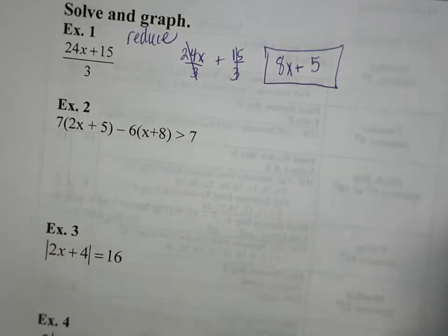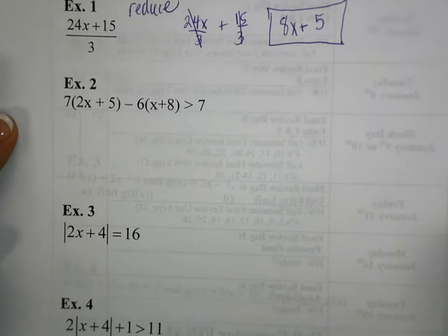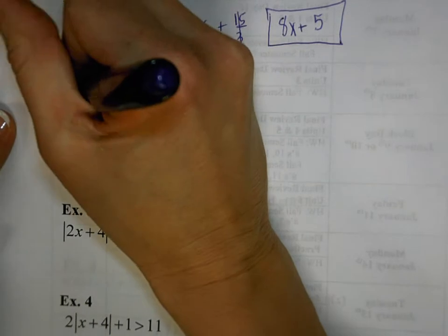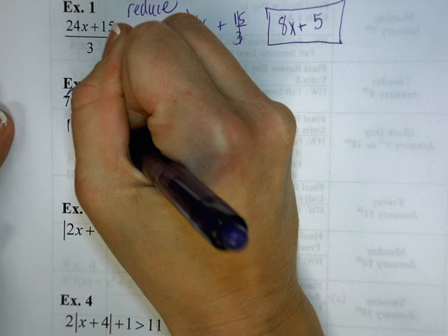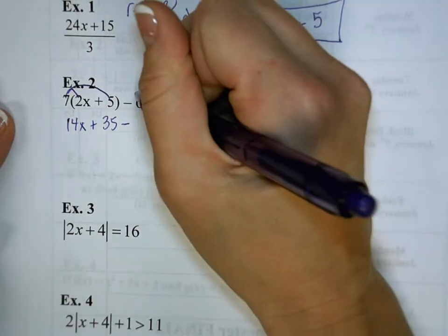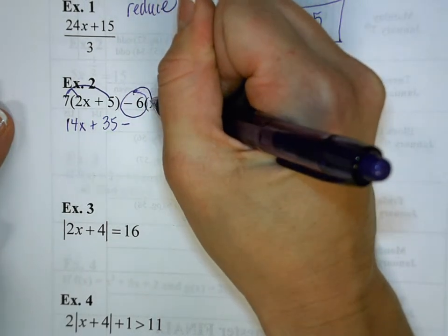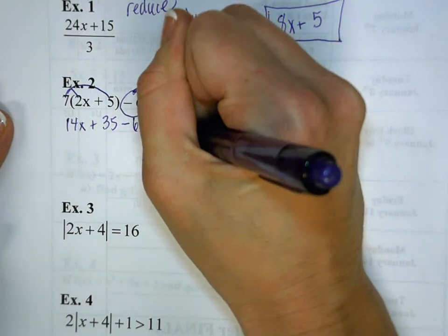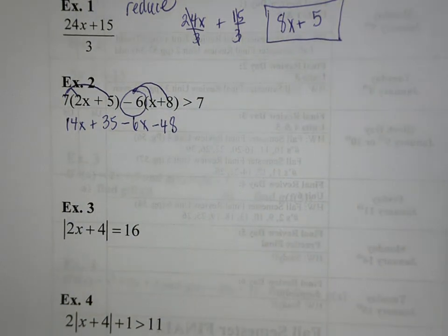Okay, example 2, these now we will be able to solve and graph. On example 2, who can tell me what the first step would be for this problem? Distribute is correct. So we're going to distribute the 7 to both terms. When I do that, I have 14x plus 35 minus, or maybe it's not minus. What you need to be careful of is when you distribute here, you're distributing a negative 6. So negative 6 times x is negative 6x, and negative 6 times 8 is negative 48. Make sure you pay attention to that sign, because that's where people mess up, is they forget to take the negative to that second term.